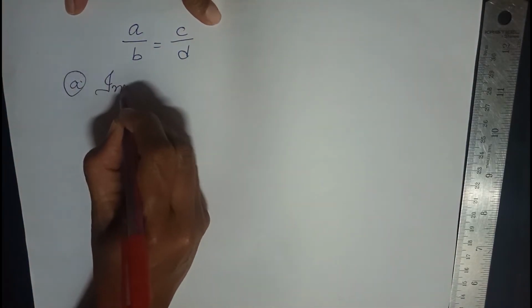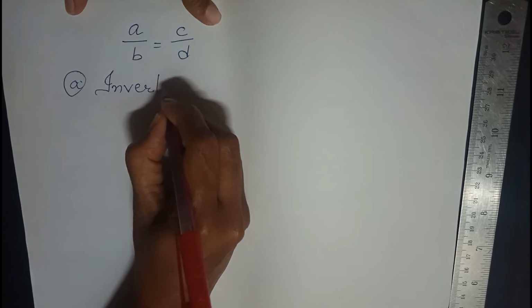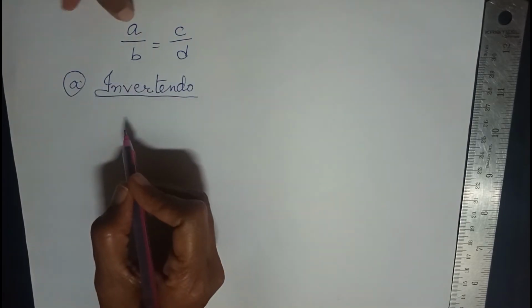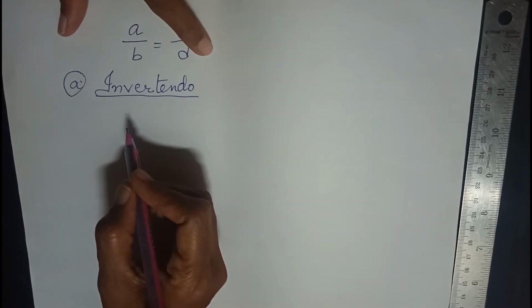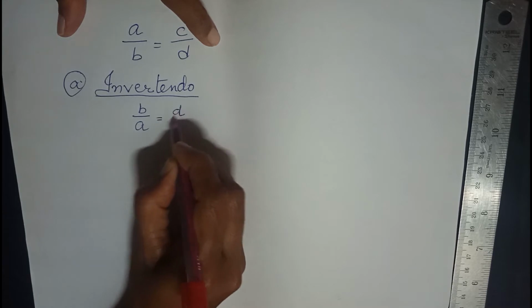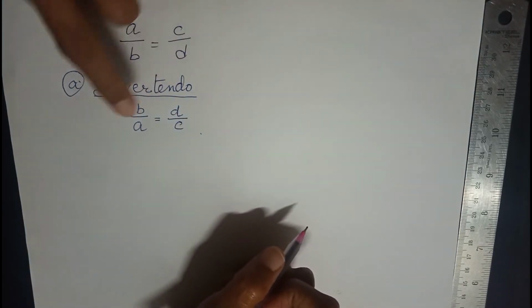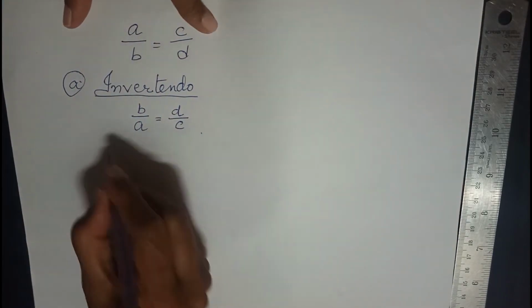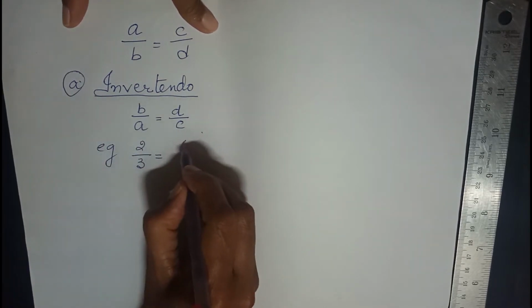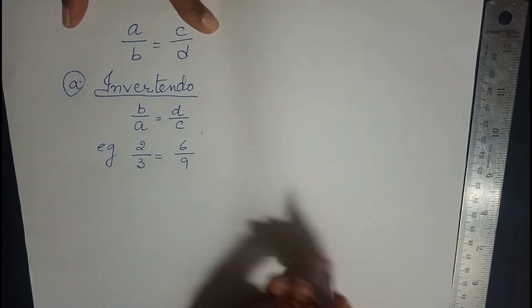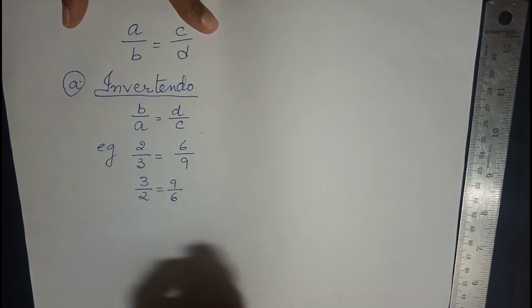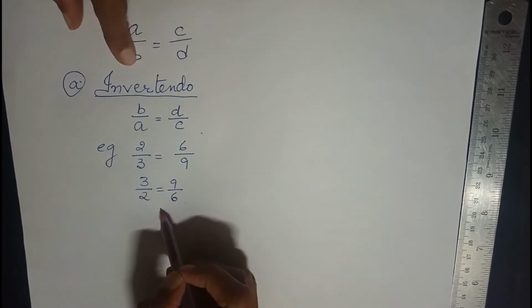The first one is called invertendo. As the name suggests, invert, that is upside down. That is, if A upon B is equal to C upon D, then the reciprocal of it, that is B upon A, will be equal to D upon C. This property is called invertendo. Example is, if 2 upon 3 is equal to 6 upon 9, then 3 upon 2 will be equal to 9 upon 6. Right? So this is invertendo.